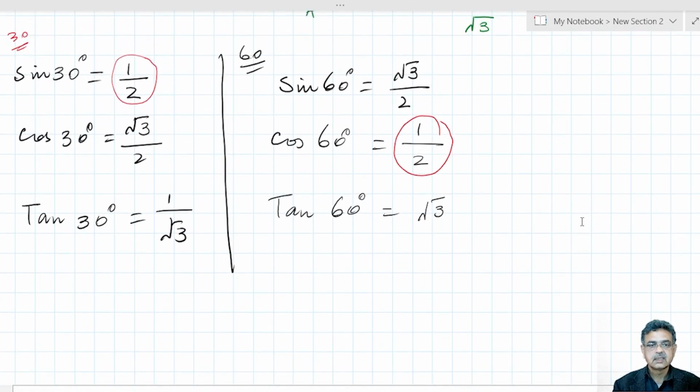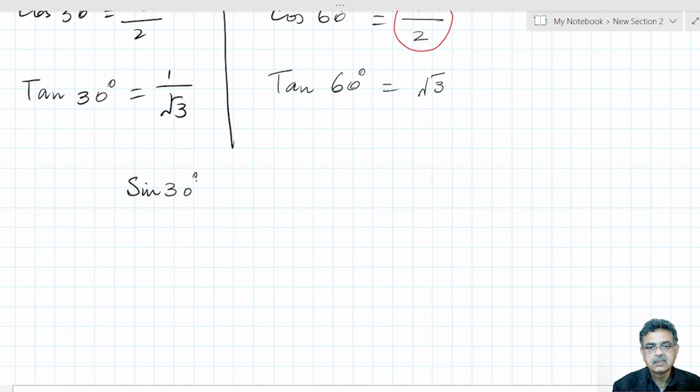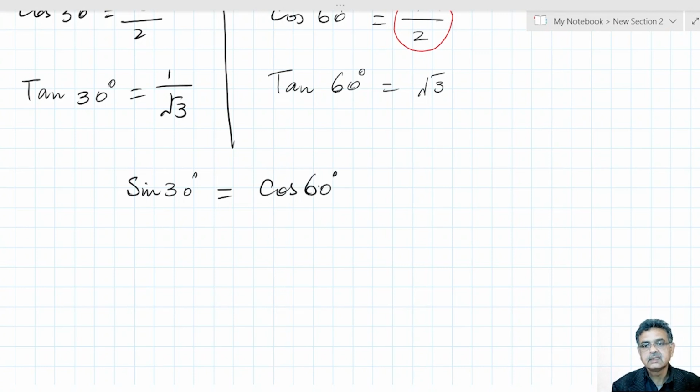So in this case, we can say that sine 30 is equal to cos 60. The value of sine 30 degrees is equal to the value of cos 60 degrees. Both are the same value, half. And why are they the same? Because these are complementary angles of each other, 30 degrees and 60 degrees, and their sum is 90 degrees.